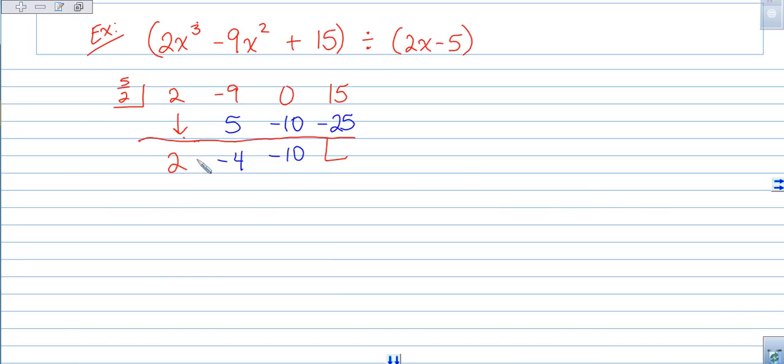Just go back. That's 5. That's negative 4. That's negative 10. Boom. Just double checking my math. It should give you negative 10 as your very final answer.